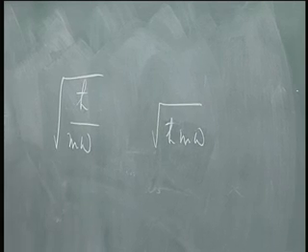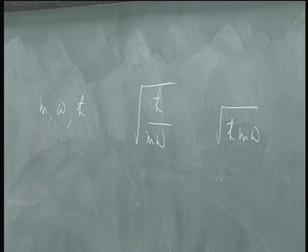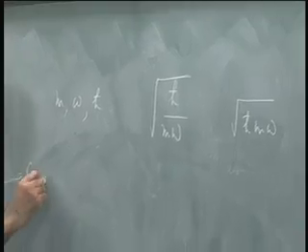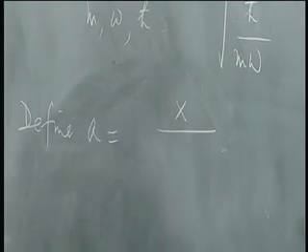So when I construct new operators which are linear combinations of x and p, I may as well get rid of these dimensional quantities. So let us define an operator A equal to x divided by this quantity here. So it is dimensionless.